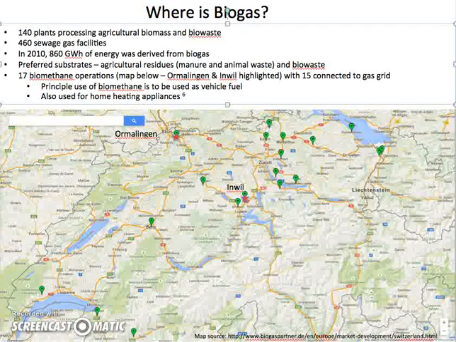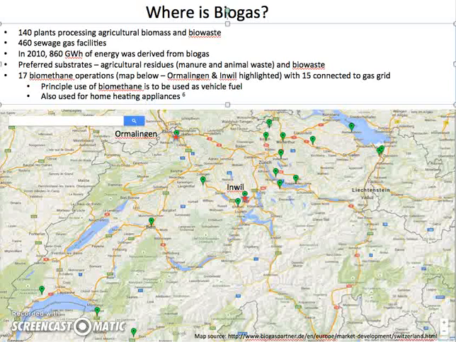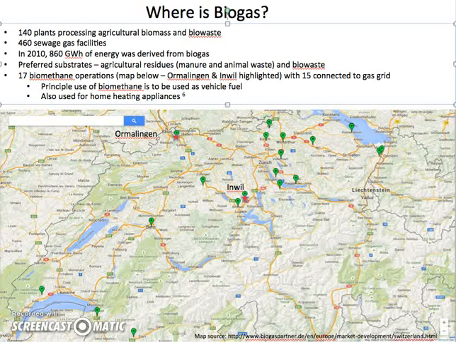Biogas is really everywhere in Switzerland in one form or another. According to the German Energy Agency, I found that there were 140 plants that are processing agricultural biomass and biowaste, and 460 sewage gas facilities. In 2010, 860 gigawatt hours of energy were derived from biogas.